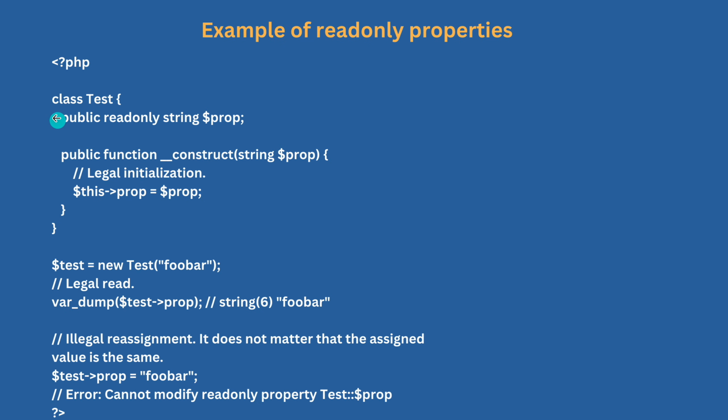You see here, public read only is written, right? Yes, sir. So if this is read only, and you try to assign any value from outside after creating the object, this will not allow it, right guys?